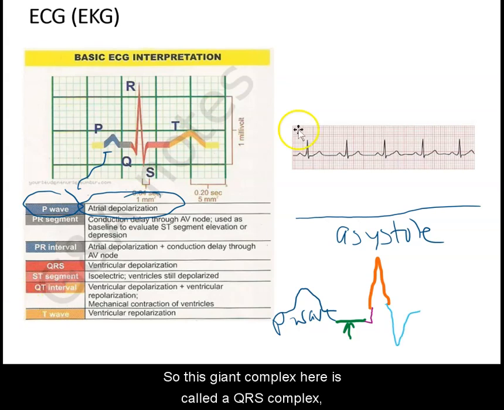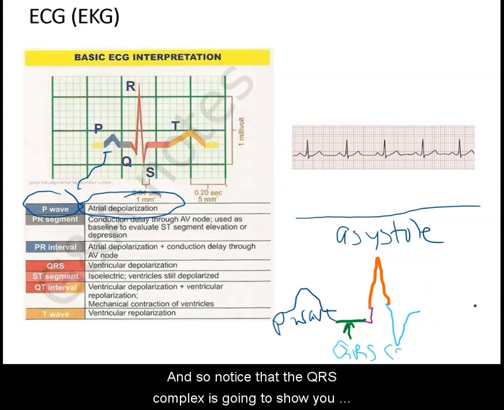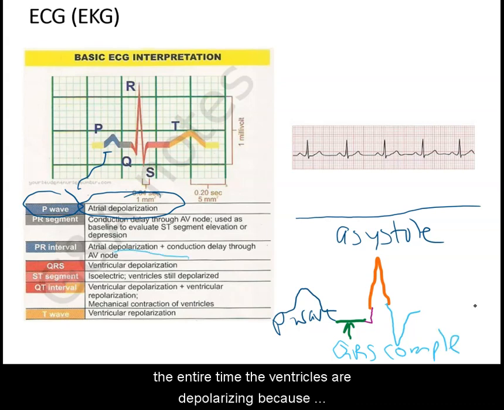So this giant complex here is called the QRS complex. I'll just write it here. And so notice that the QRS complex is going to show you the entire time the ventricles are depolarizing because we're going down the AV bundle, the bundle branches. So we're in there, and it's big because the ventricles are much bigger than the atria. And so there's going to be more mass to depolarize.